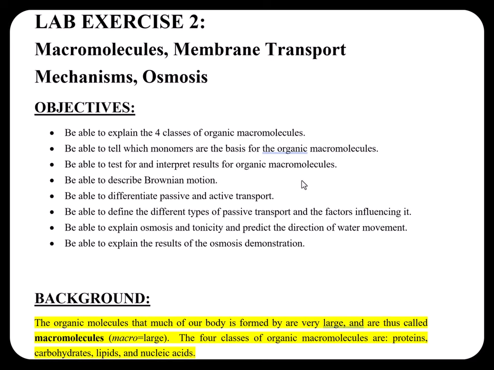Here's a list of the objectives. One of the things it says is you have to know the monomers, which are the basis for the organic macromolecules. So that sounds like a whole bunch of big words, but basically they're wanting to know what are the building blocks for each of those macromolecules. So proteins are made of amino acids. Carbohydrates are made of sugars. Lipids are forms of fats and waxes, and nucleic acids are DNA, RNA, and then things like ATP.